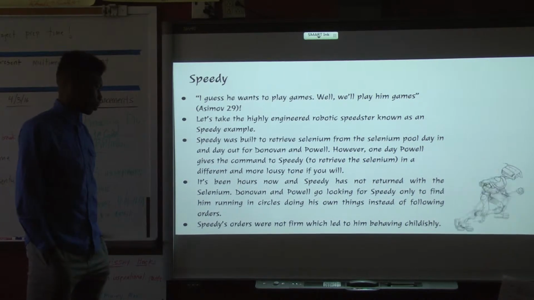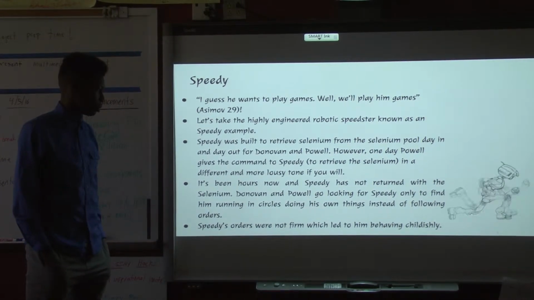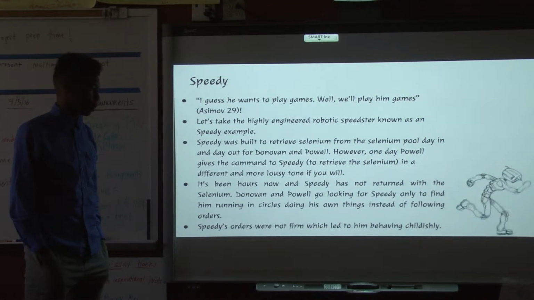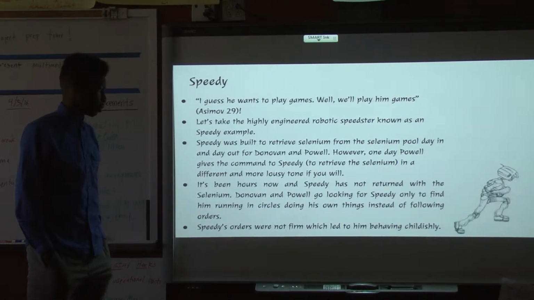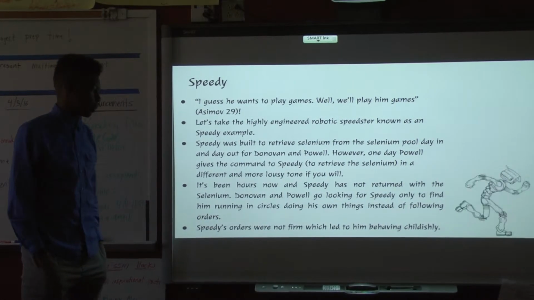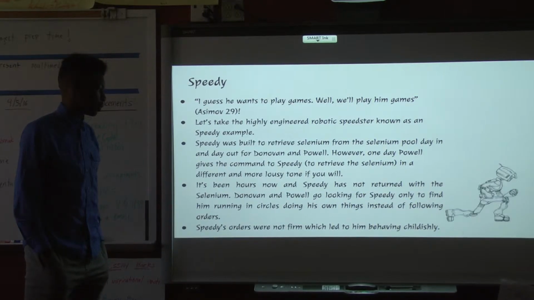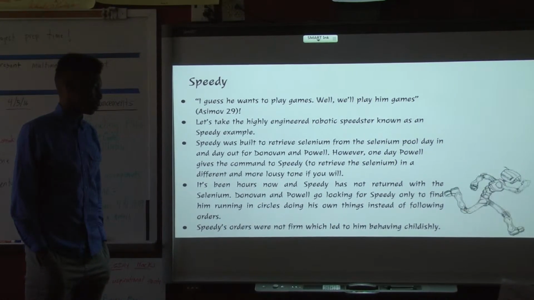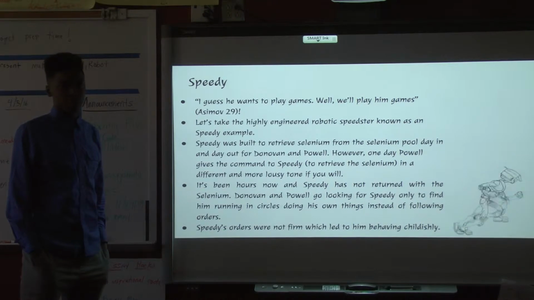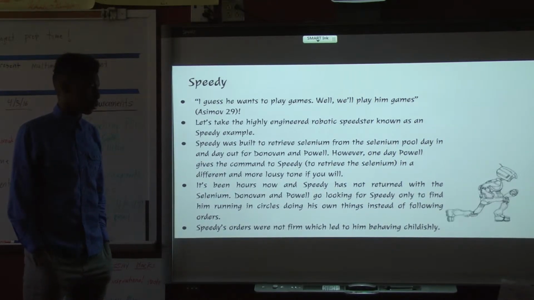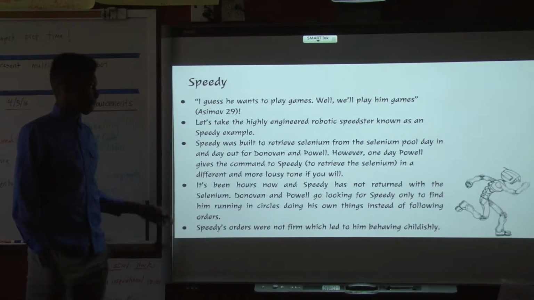And in the book, we see how it's been hours, and since Speedy has not returned with selenium, Donovan and Powell go looking for him, only to find out that he's been running in circles, which basically comes down to Speedy doing his own thing and not following directions because the order given to him was very lackadaisical.